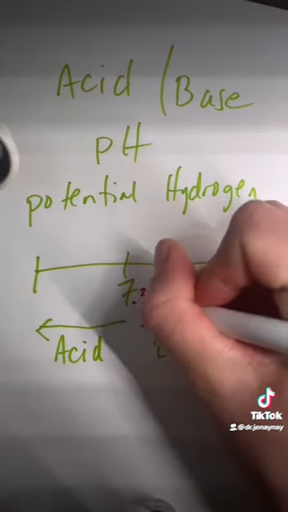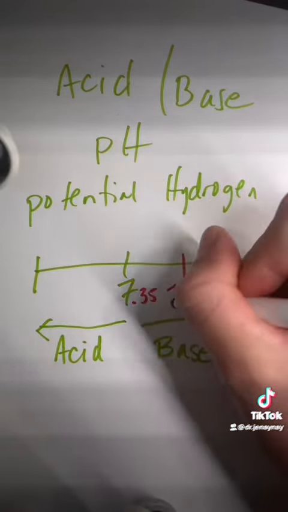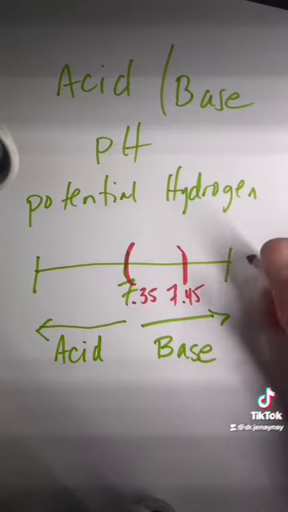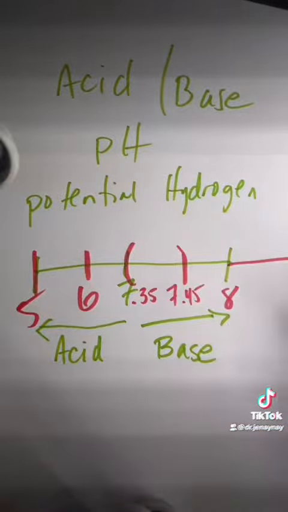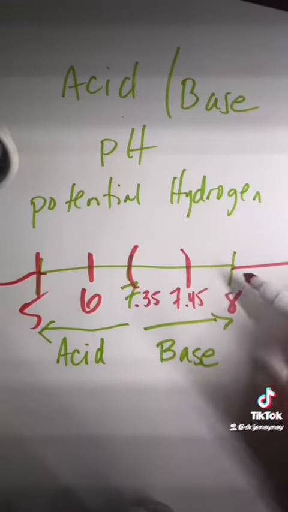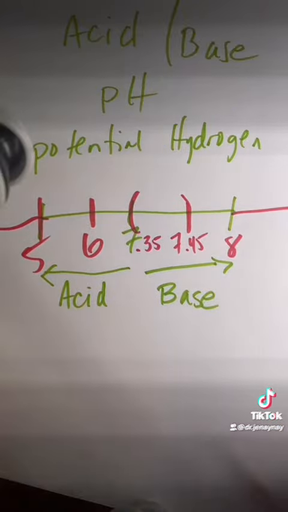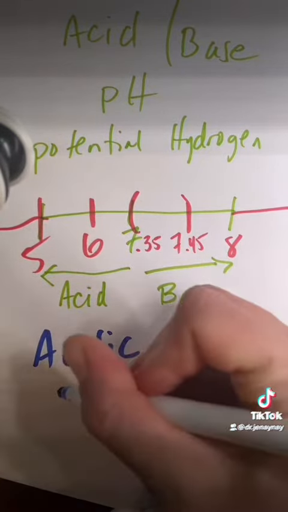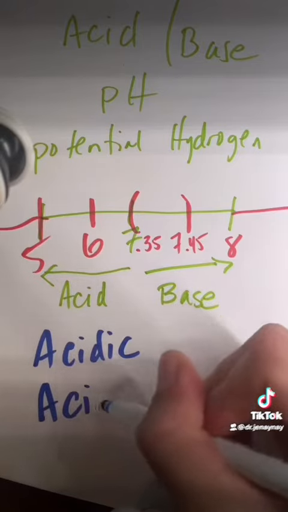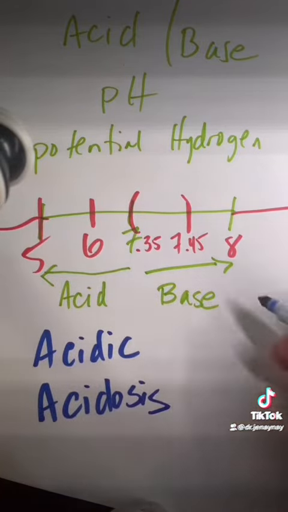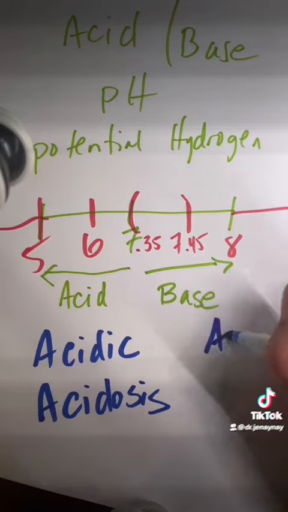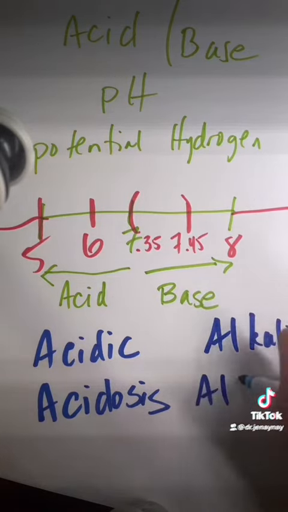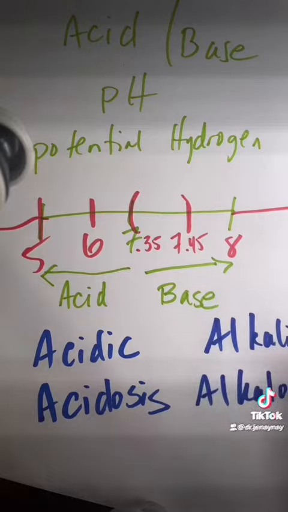The pH of the human body has to be kept in a very narrow window of 7.35 to 7.45. Any variation above or below this range indicates a metabolic or a respiratory problem. If the pH of your blood is below 7.35, it's considered acidic, and you're in a state of acidosis. If the pH of your blood goes above 7.45, your blood is alkaline, and you're in a state of alkalosis.